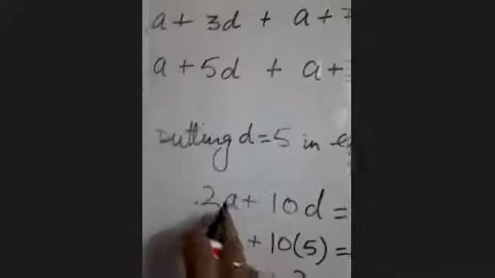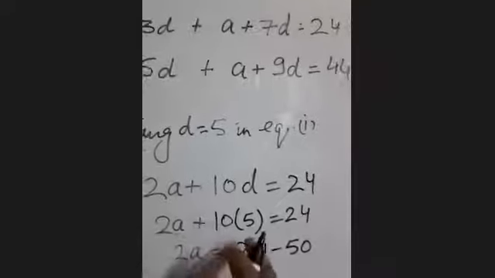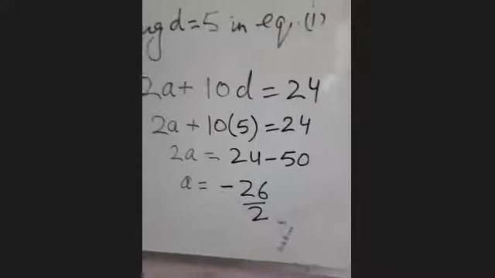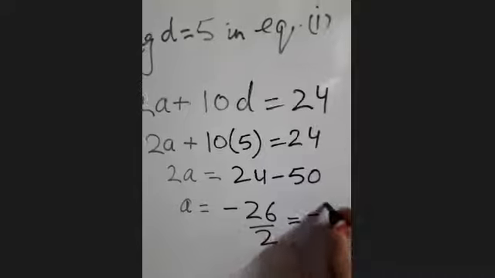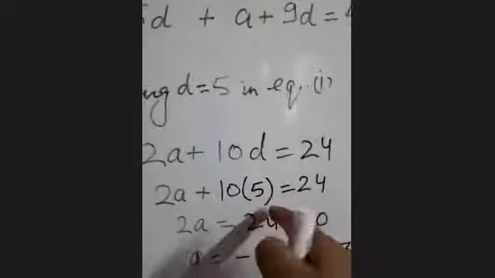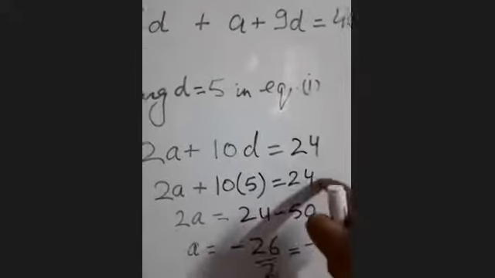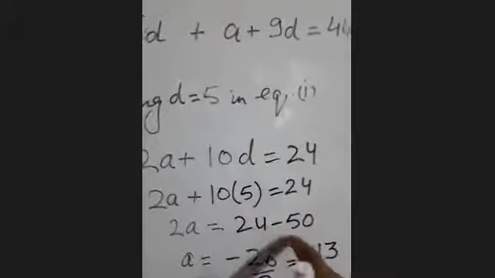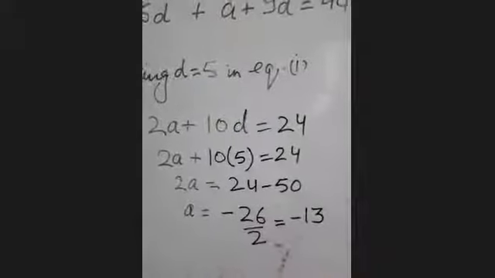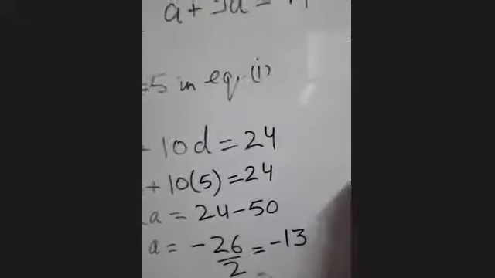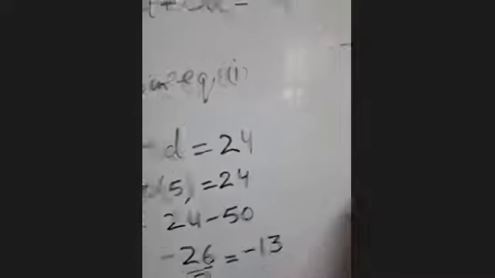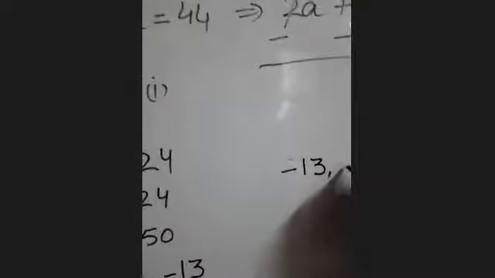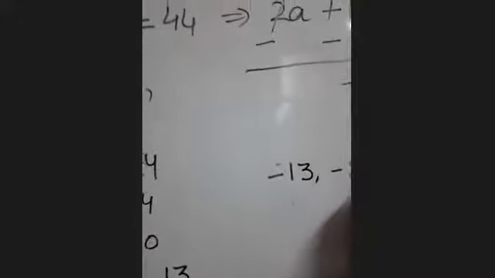Look, 2a plus 10d equals 24. Sir, the 2 will go in the denominator. Yes, it went in the division. So minus 13 will come. Absolutely, minus 13 will come. So 2a plus 10 into 5 is 50, and that equals 24. So 24 minus 50 is minus 26 and now we have 26 upon 2. So our a is minus 13 and d is 5. So the next term will be minus 8 and the next term will be minus 3.